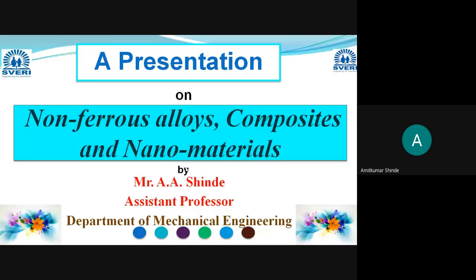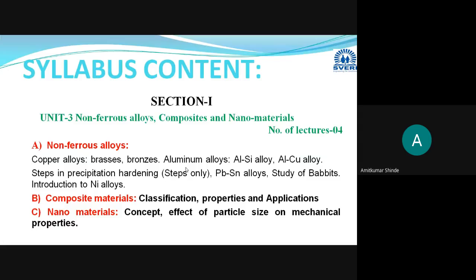And here the non-ferrous alloys syllabus will be like this; you can go through that. This chapter will be divided into three parts. In the first part we are going to deal with non-ferrous alloys. In that we will discuss copper and copper alloys, different types of brasses and different types of bronzes. Then we will deal with aluminum and its alloys, and there is a precipitation hardening step in the aluminum alloys.